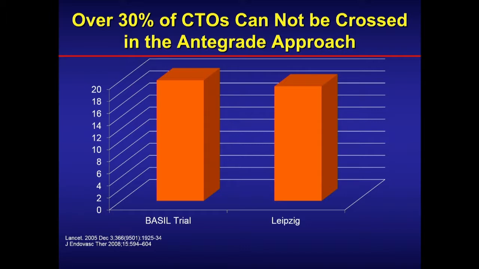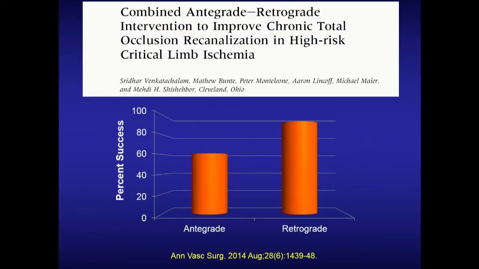That highlights the fact that 20% of the time, when you have experts trying to cross these lesions in the antegrade fashion, they cannot cross them using various techniques. Now, you may say that they may not have been as experienced. So then I looked at the Leipzig data, and if you saw the live case this morning from Dr. Schmidt, you know that he's one of the most talented, if not the most talented operator that I have come across. Even in their experience, 20% of the time they cannot cross these lesions in an antegrade fashion. So we need to have alternative ways of treating these patients.